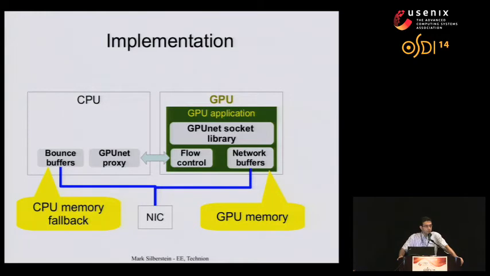From the implementation perspective, we have 2 sides. On the right side is the GPU side, where all the APIs are implemented, and the flow control and network buffers are stored. On the left-hand side, there is the GPUnet proxy, which basically mediates the GPU access to the NIC. We use it, for example, to provide a shared port address space with the CPU. Now, as a fallback, we can use bounce buffers and CPU memory to get data into the CPU first and shift it to the GPU in case there is no RDMA support. And this is done completely transparently for the application.